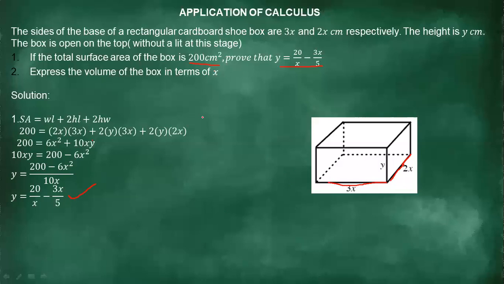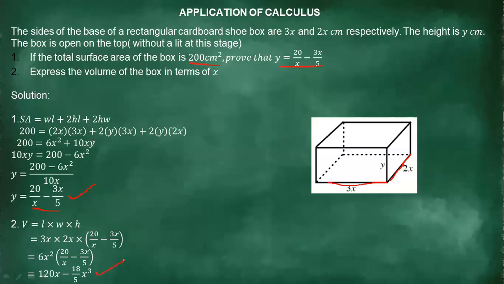And then the second question: express the volume of the box in terms of x. We now have to express the volume. You write the formula for the volume, you substitute. Now for h, this is going to be our h. Then you simplify it, you open the bracket, and then this is what you now have. This is the volume that we are looking for in terms of x.